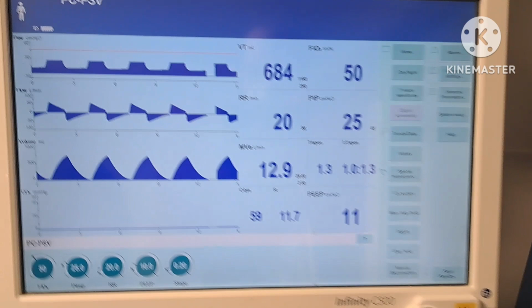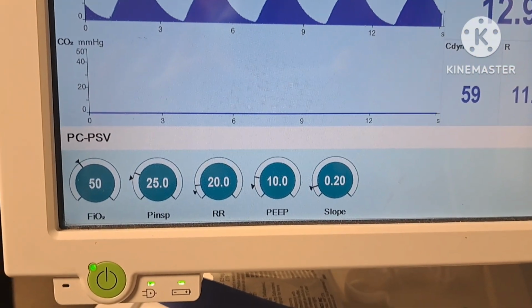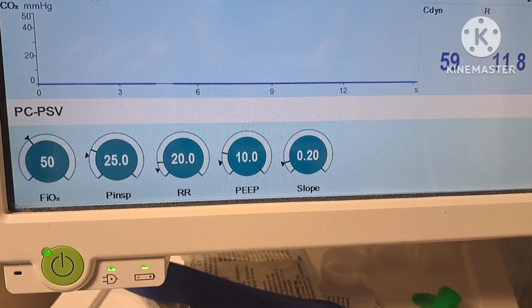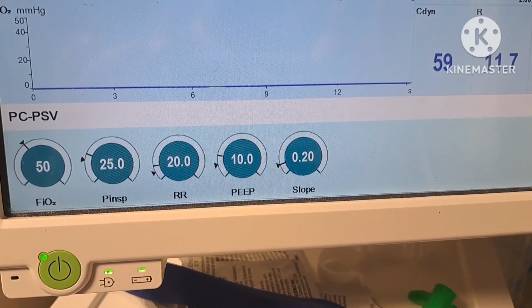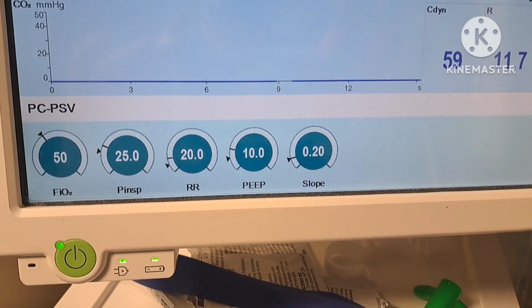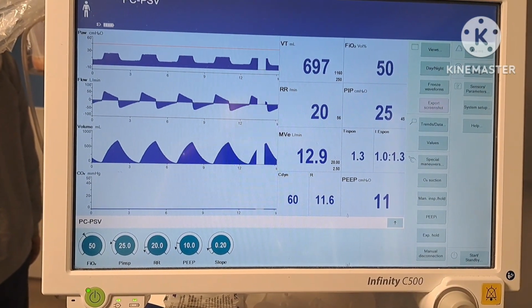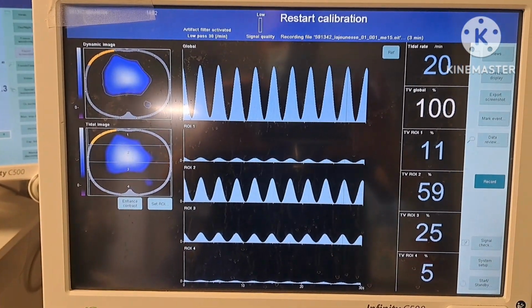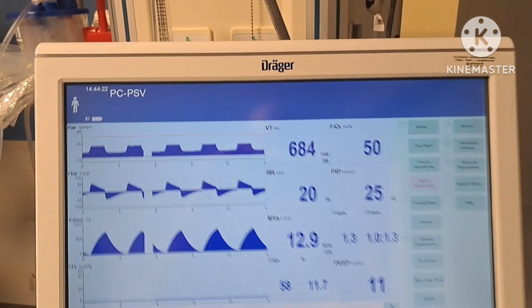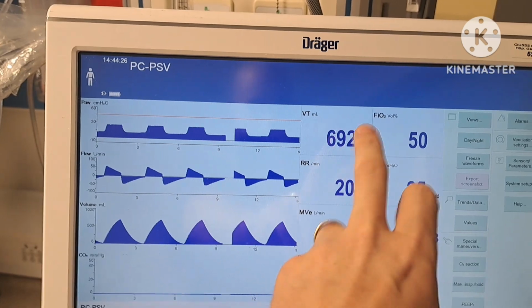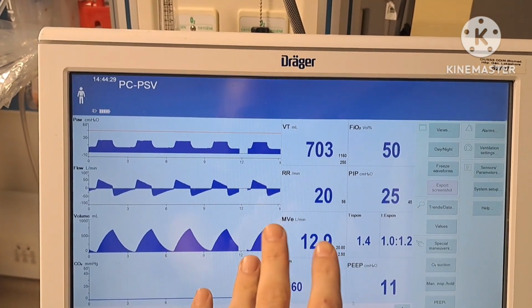He is currently on PC-PSV, 50% FiO2, delta P of 15, and a backup rate of 20. So volumes, everything seems okay. When we go to the volumes, they are a little large. I'd have to do the 6 to 8 cc's per kilogram measurement. The guy wasn't measured yet, but we should see to do 6 to 8.